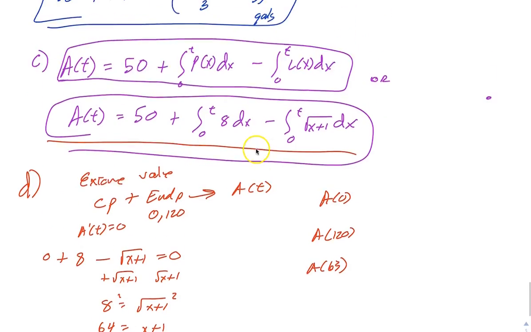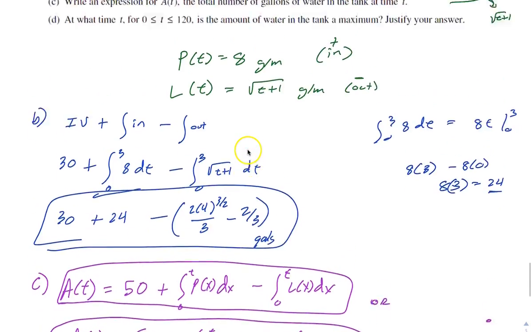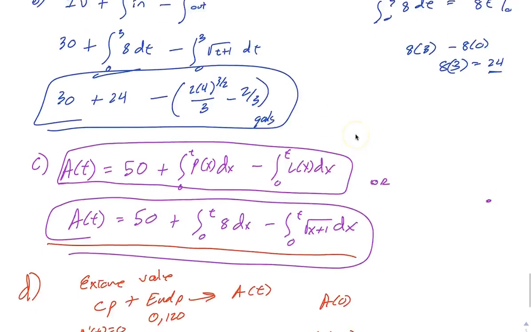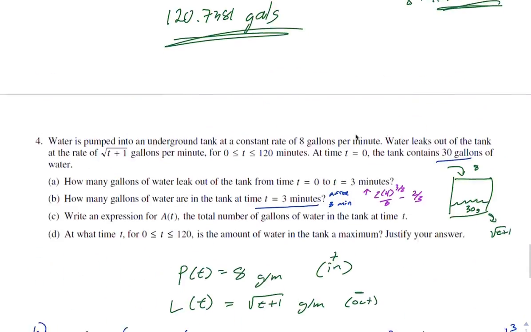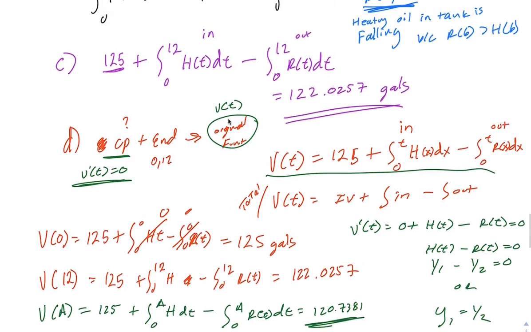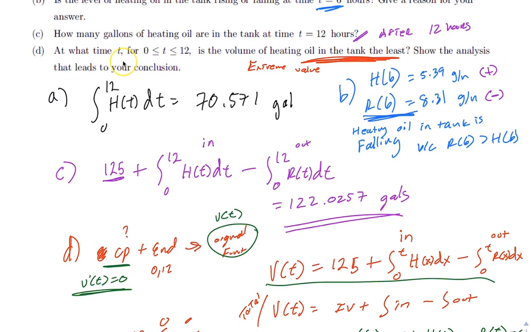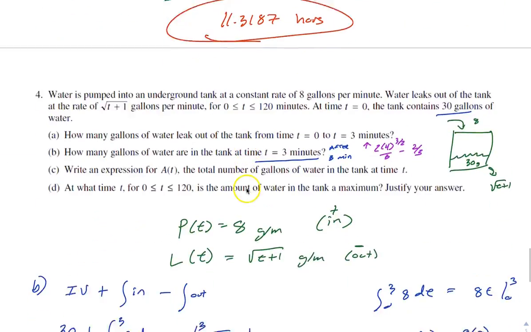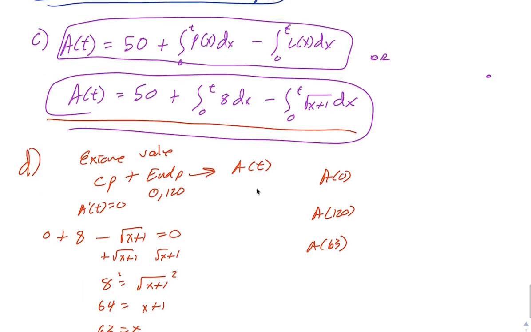And actually, let's look at the question. It wants to know the time that has the highest value. So my answer would be either 0, 120, or 63. And I think I messed that up earlier, not thinking about it. On the one before, I put 120 as the answer, but the actual answer should have been A, which is 11.318 hours, I think. That should have been my answer there, because it wanted the time. At what time t. So always watch out. I messed that up. It would have been hours. Same thing down here: they want the time.